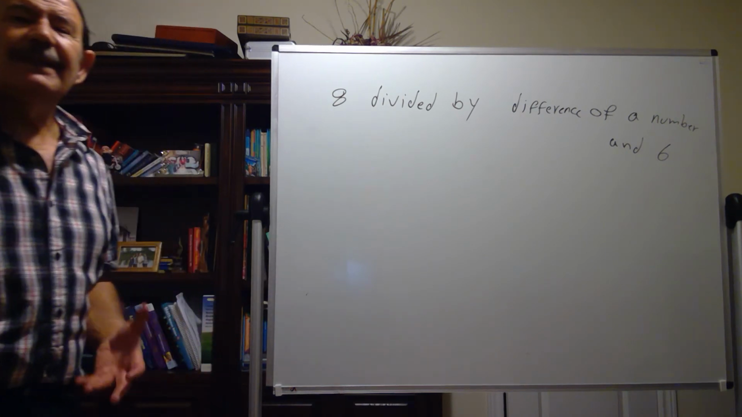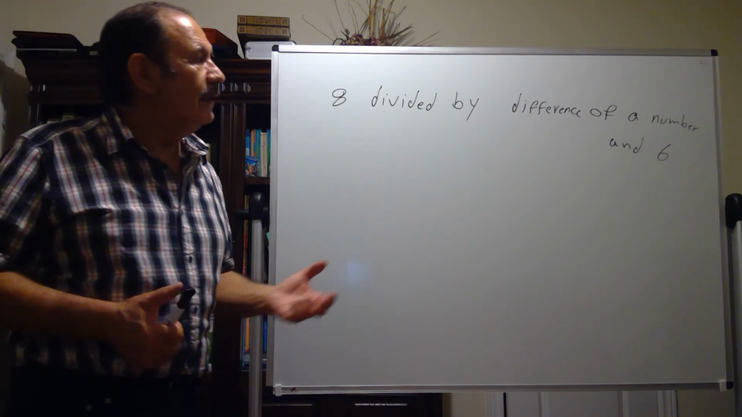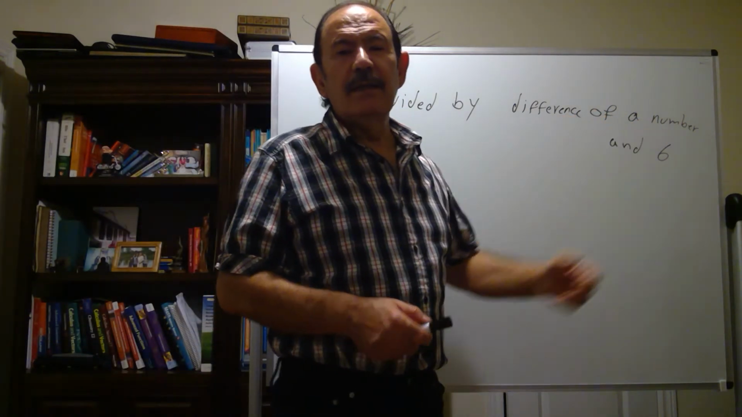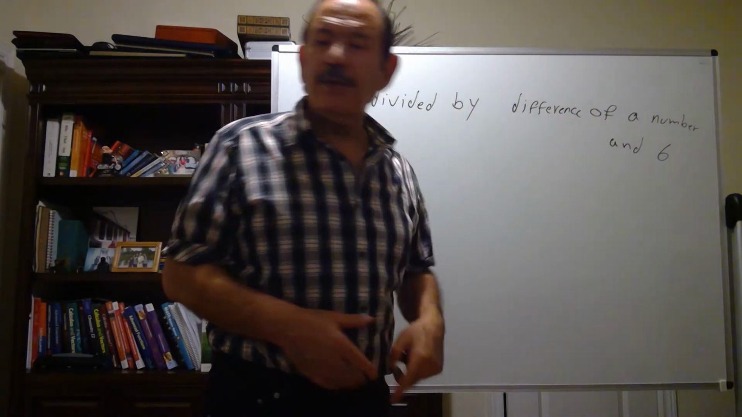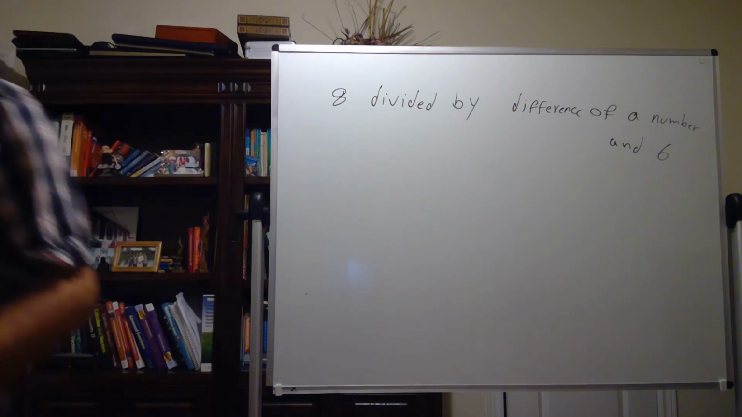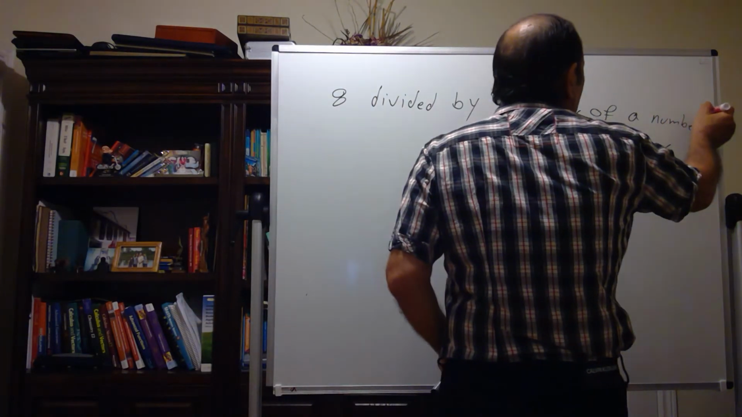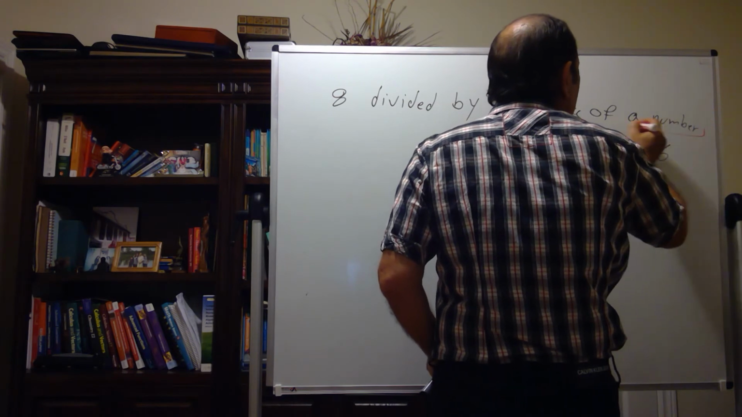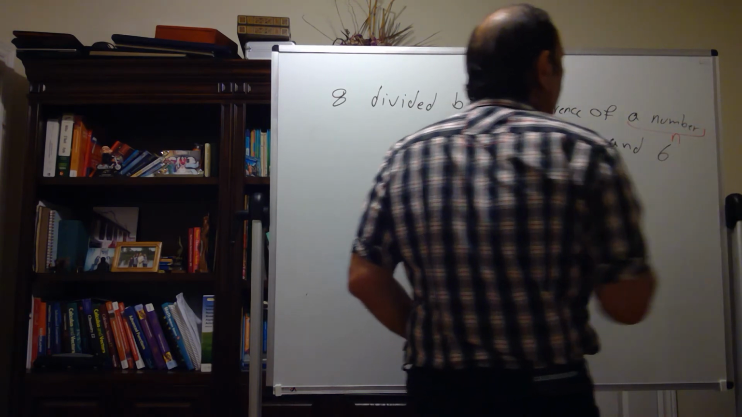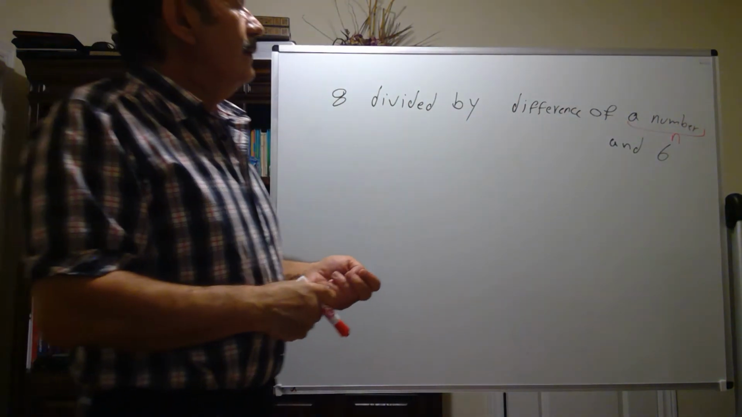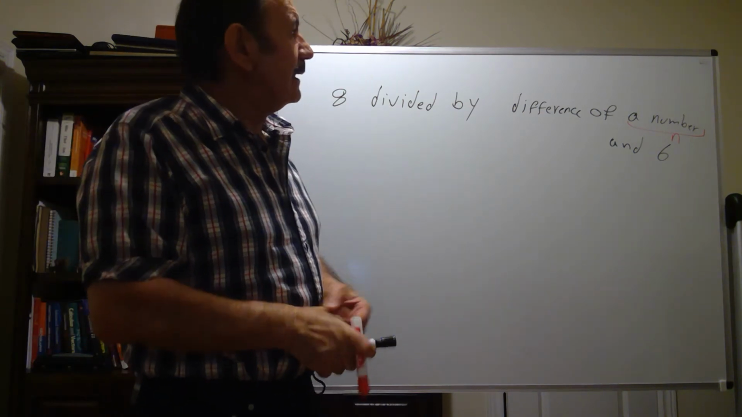First step, give a name to the unknown. A number. We don't know what the number is, so give it a name, x or n or whatever. This time I'm going to give it n. It doesn't have to be x always. N. Okay? So now, start from the last sentence.